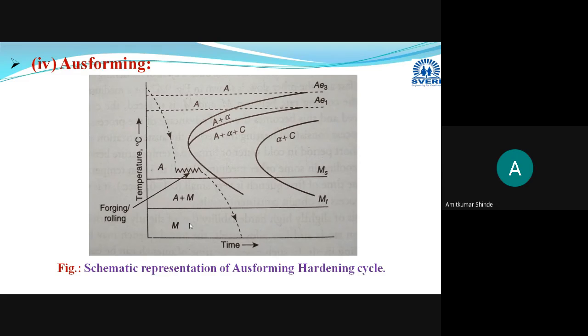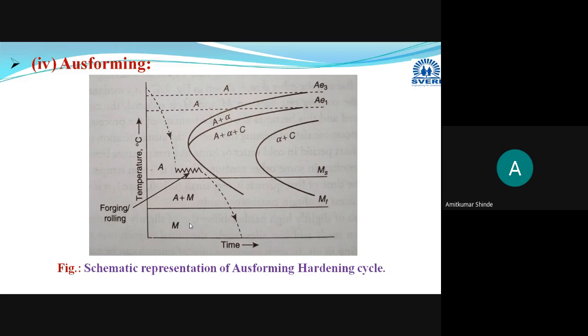And this process can be used for high carbon steels and alloy steels. Okay, different components made up of high carbon steels or alloy steels, for that, if you want to do the hardening to improve the hardness with a combination of a little bit of ductility, then you can go for the os forming process.